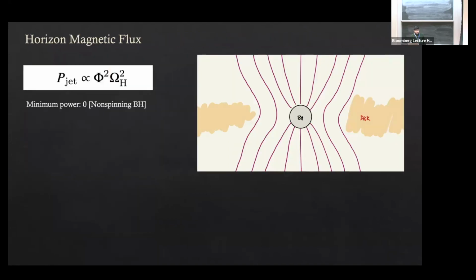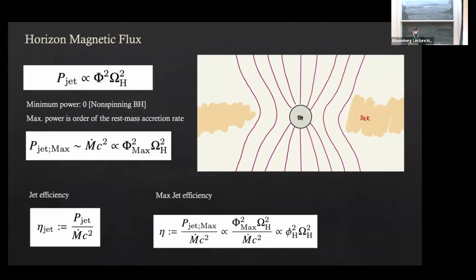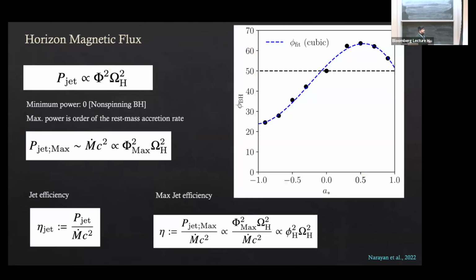I'm running out of time, so I will just flash this really quickly. You can ask, what is the maximum jet power that you can get using this formula? That will correspond to some maximum magnetic flux that you can pack onto the horizon. So this is the maximum jet power that you get. You can ask, what is the efficiency of the jet, which is the power that you're extracting from it divided by the energy flux that is flowing into the black hole.